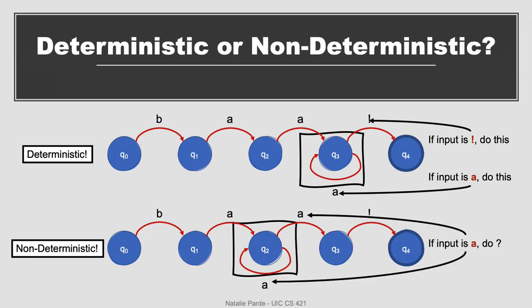The FSA on the bottom is actually non-deterministic because there are multiple transitions leading out of Q2, and both of them are attached to the same alphabet member. This means that if the next item in the sequence is, in this case, an A, there are multiple valid paths that can be taken.